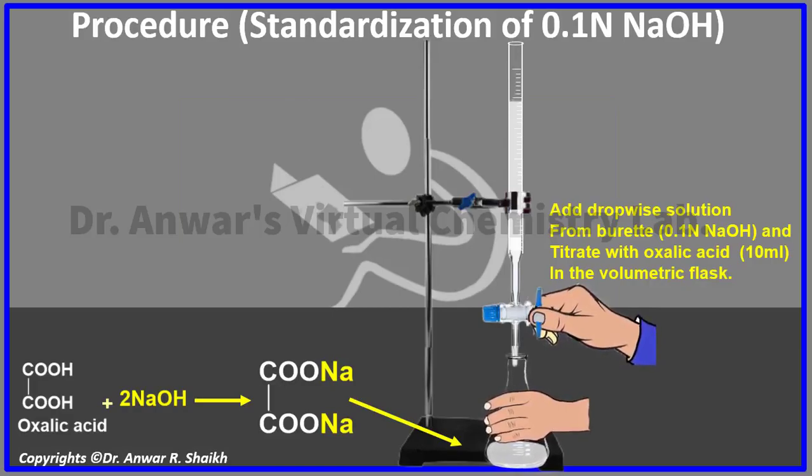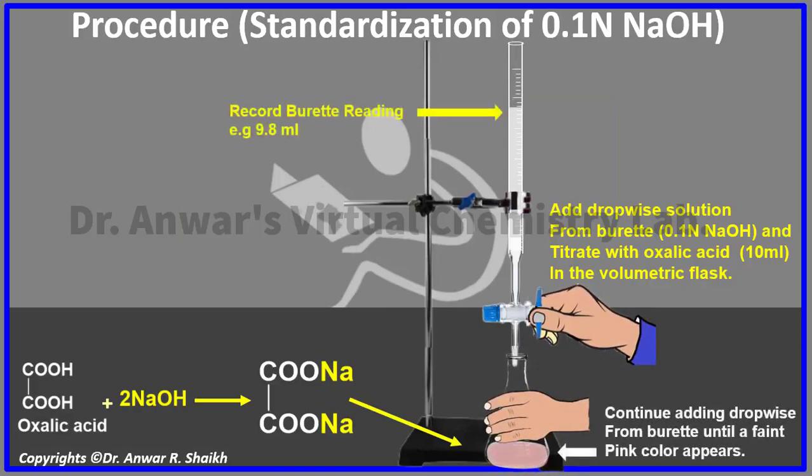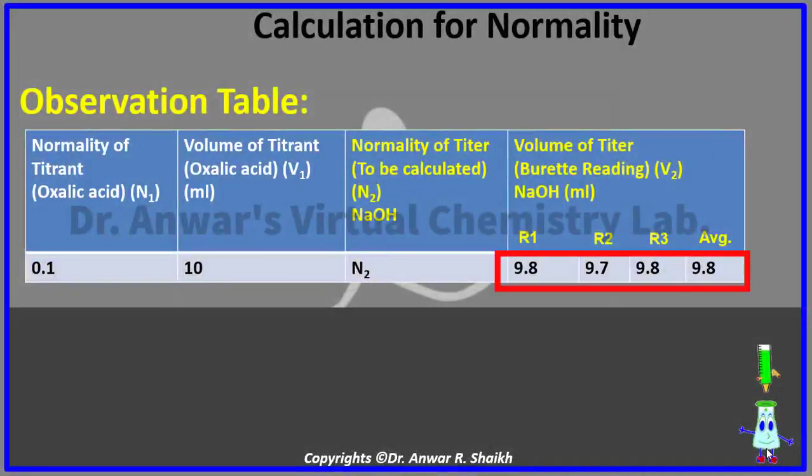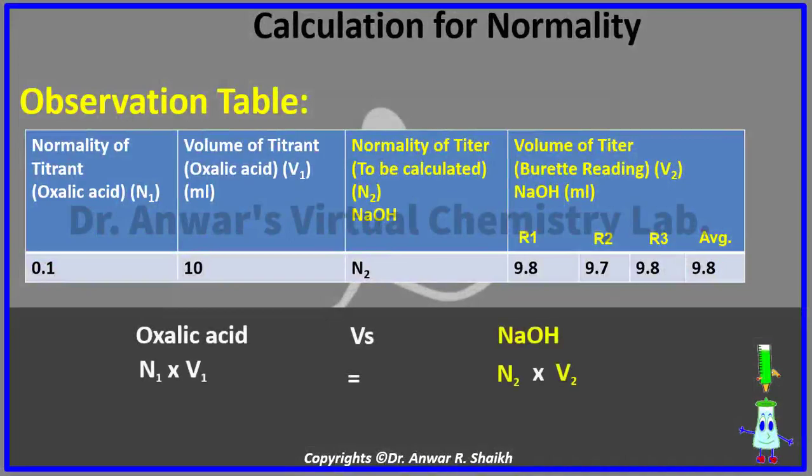Note the burette reading. Repeat the titration in triplicate and prepare the observation table. Consider the average of 3 burette readings for calculation. Calculate the normality of sodium hydroxide using the equation N1V1 = N2V2, where N1V1 is the normality and volume of titrant respectively, and N2V2 is the normality and volume of titer respectively.